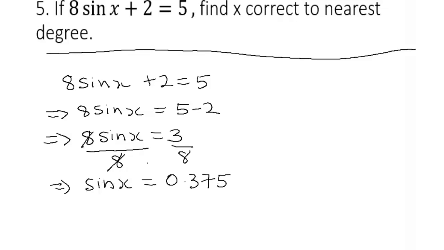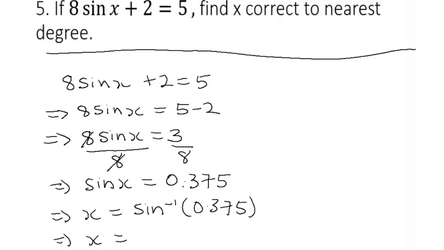Then we take the sine inverse of the right hand side. X now becomes sine inverse of 0.375. Then you go to your calculator. So anytime you want to find sine inverse or any of the ratios inverse, then you press shift, depending on the calculator that you use.